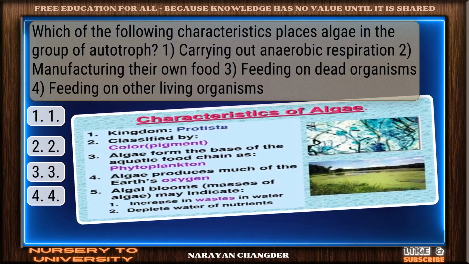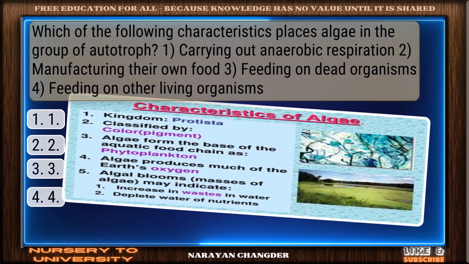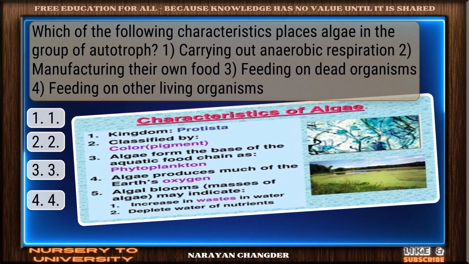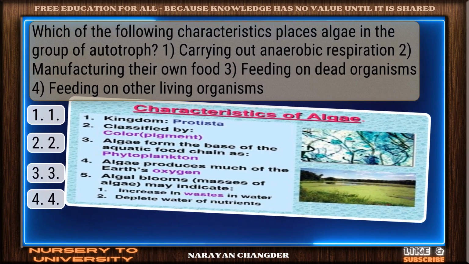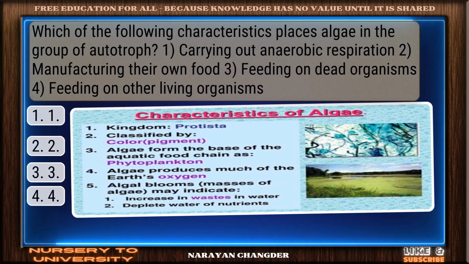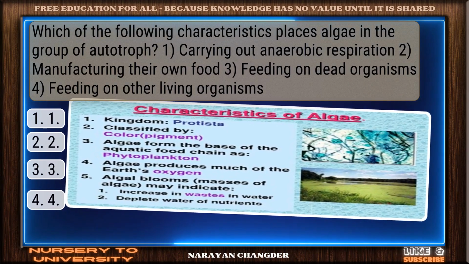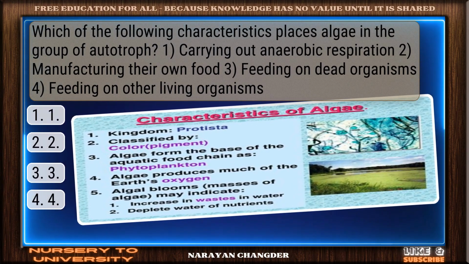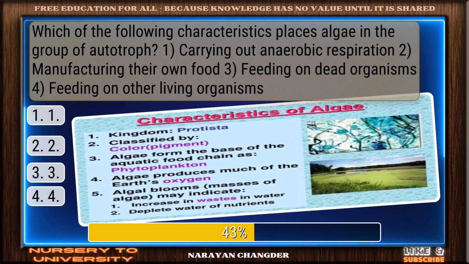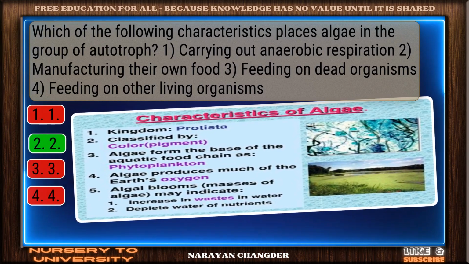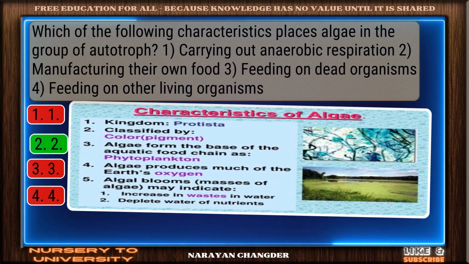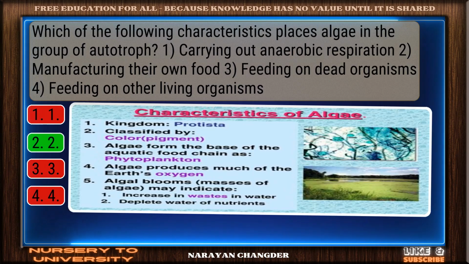Which of the following characteristics places algae in the group of autotroph? 1. Carrying out anaerobic respiration. 2. Manufacturing their own food. 3. Feeding on dead organisms. 4. Feeding on other living organisms. Exactly. 2 makes sense, and it is the right choice.